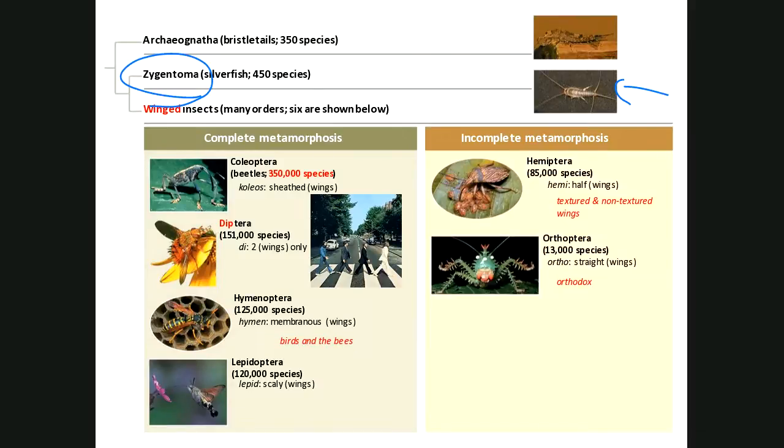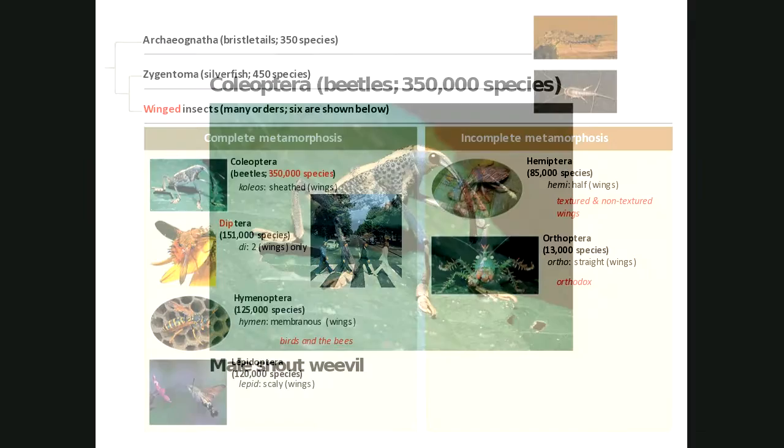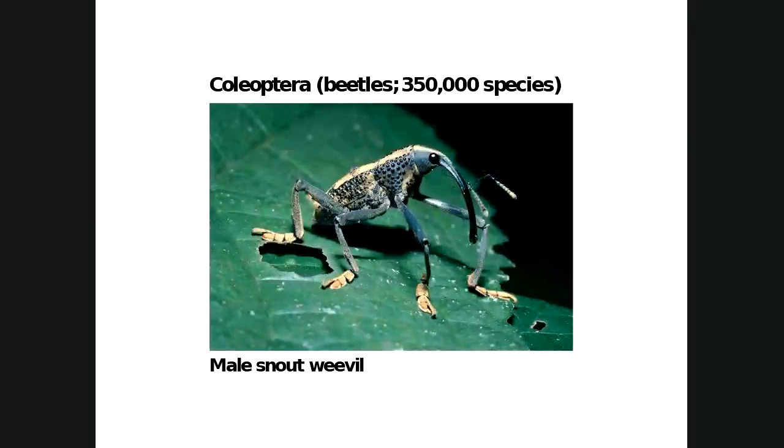Among the winged insects down below, I've separated in the picture here between those that undergo complete and those that undergo incomplete metamorphosis. And then in each one, I've given you a little hint as to what type of insect we're talking about. Like, for example, that first one here, this is the male snout weevil, and he's a Coleoptera. There we go, about 350,000 species. Isn't he a cool looking critter? About 350,000 species of those guys.